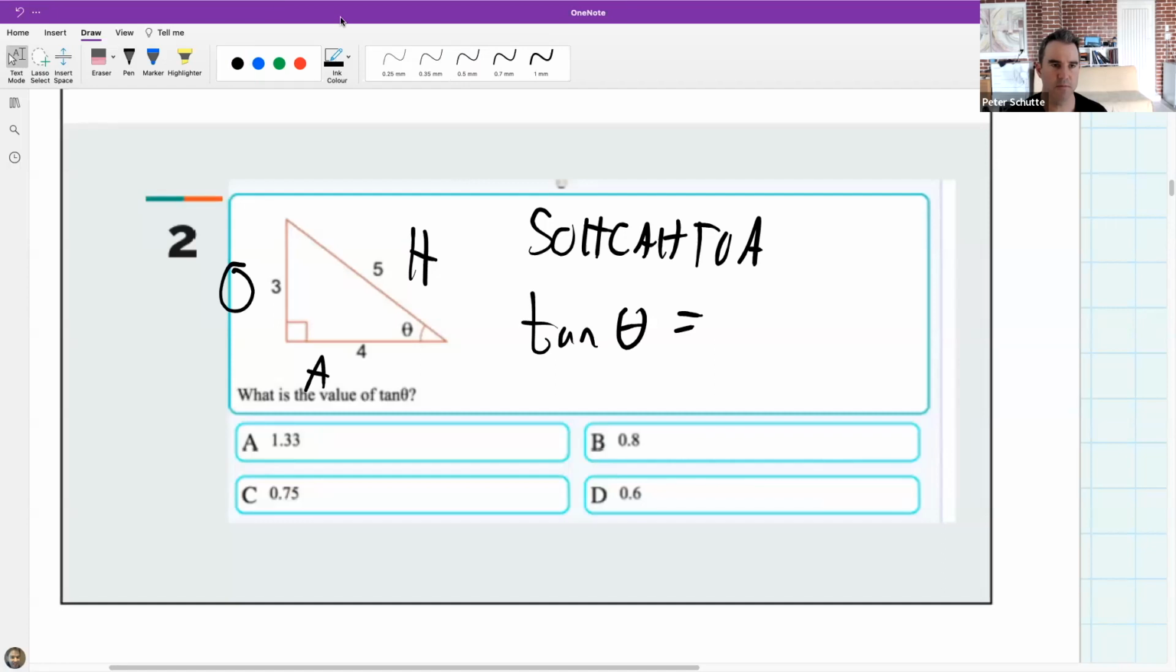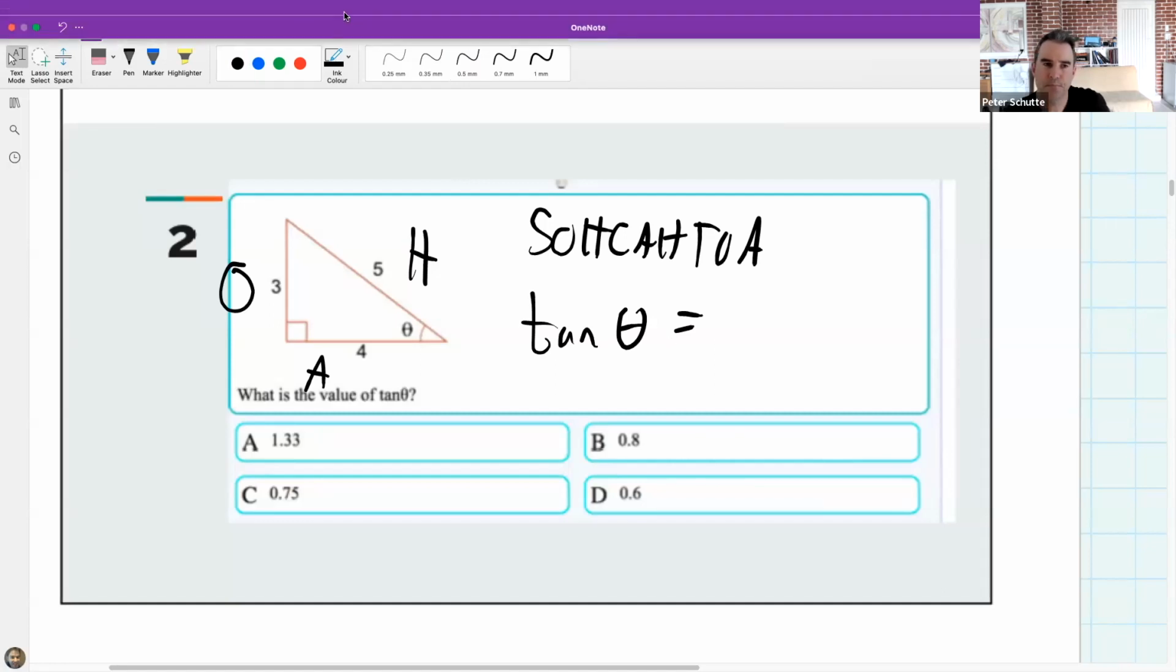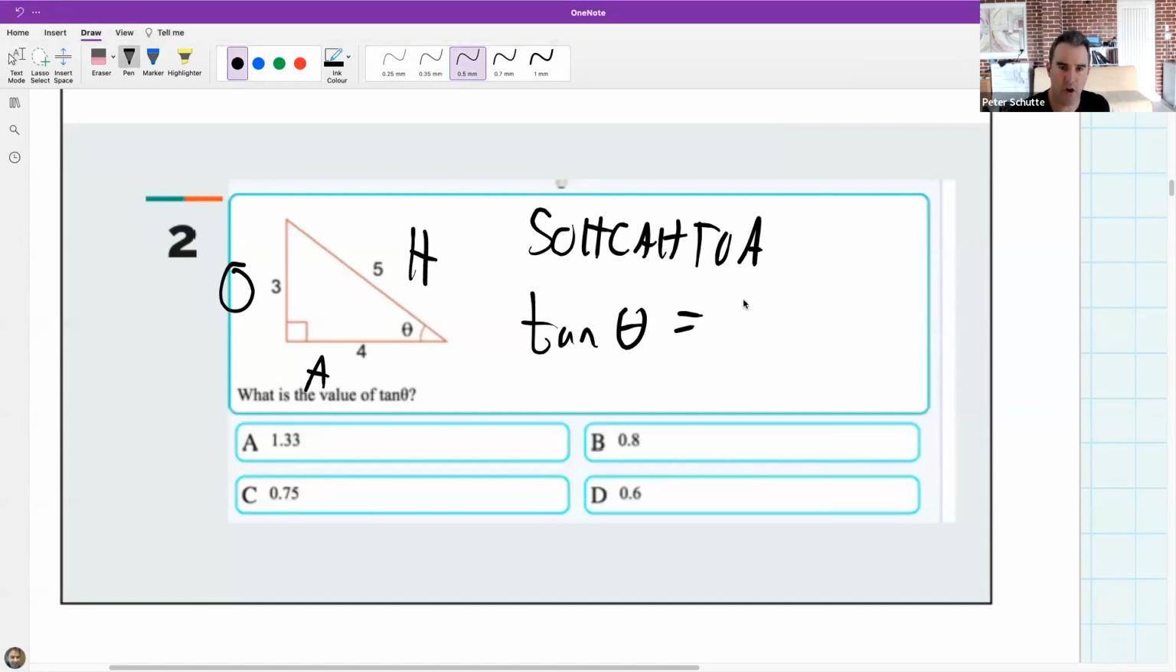Naledi, let's go to your question. What's your question, Naledi? Don't know if your hand is up or if it's okay. So tan is O over A, which should be 3 over 4, which is 0.75.